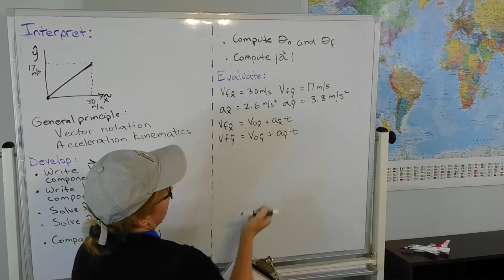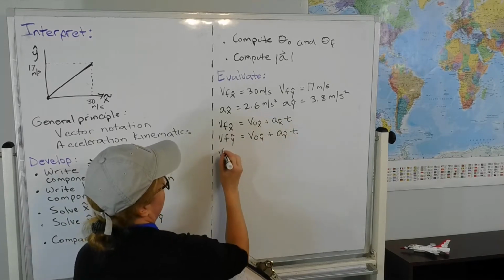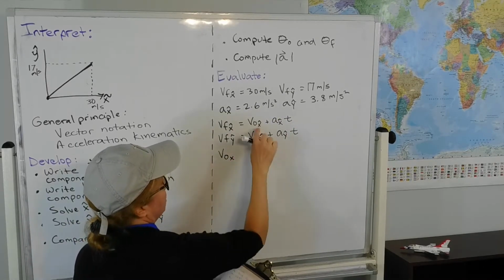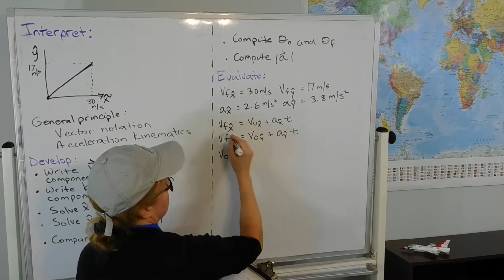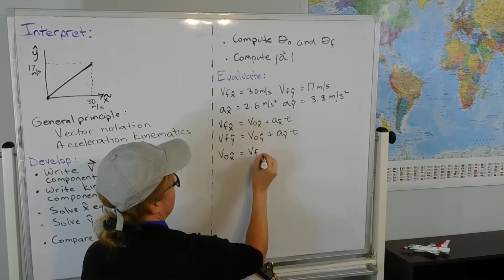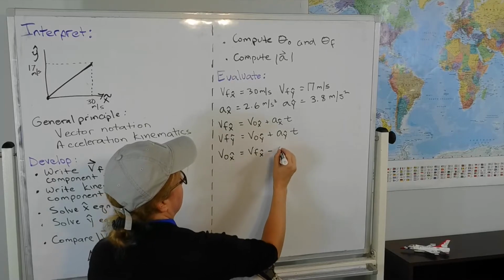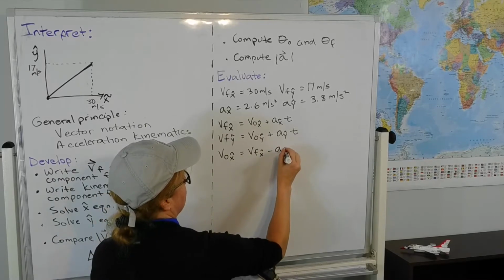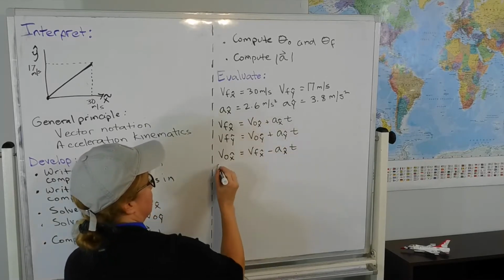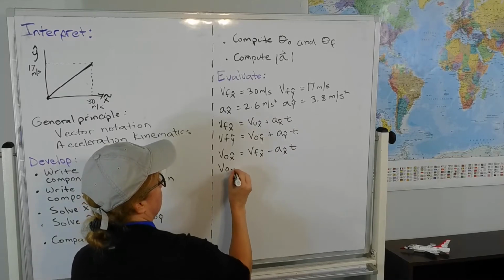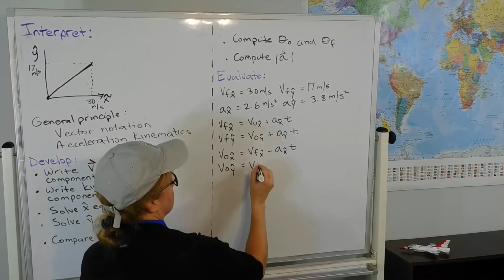So then we can solve each of these equations for the quantity that we're actually looking for, which is the initial velocity, is going to be equal to the final velocity minus the acceleration in that direction times time. And similarly for the y direction, this will be true in each component.